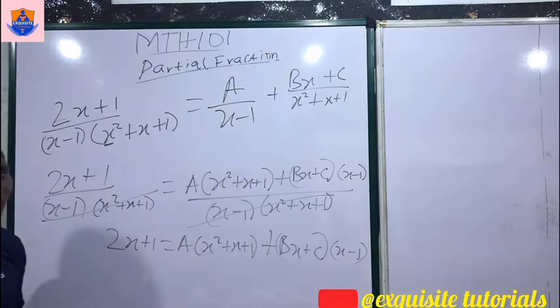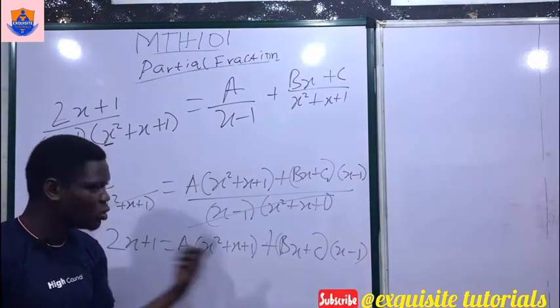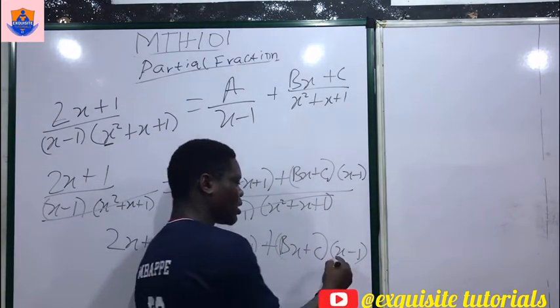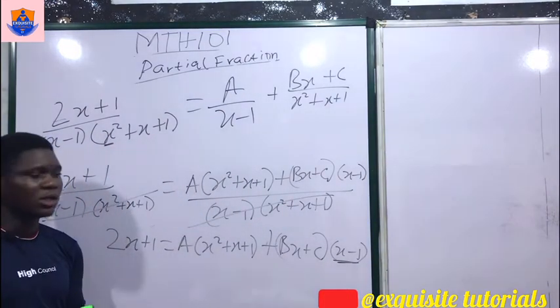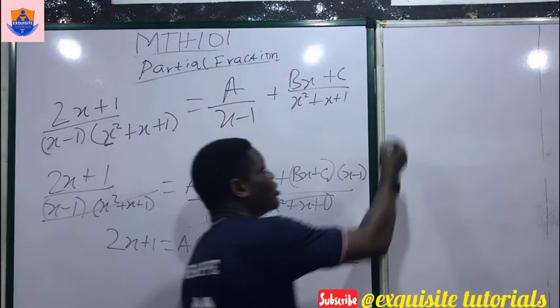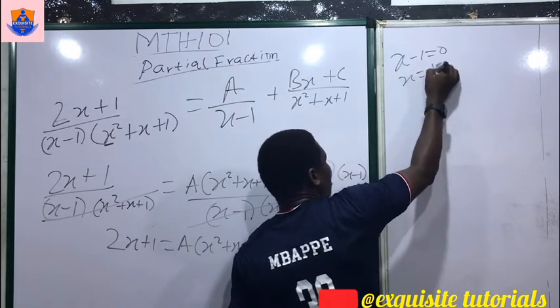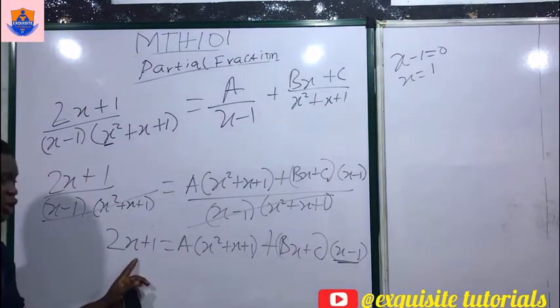As usual, now it is difficult to put something here to make this part 0. So let's focus on this part. If we can make this part to be 0, we can eliminate everything here and get our a. So now let's make this part 0. If x minus 1 is 0, what will be x? X will be 1. So I'll input x as 1. So we have 2 times 1, which is 2.